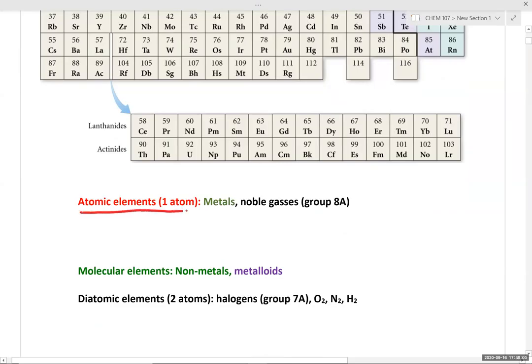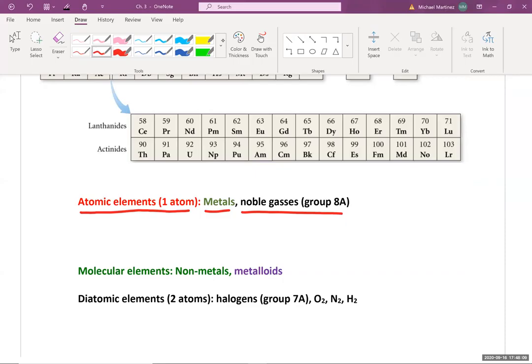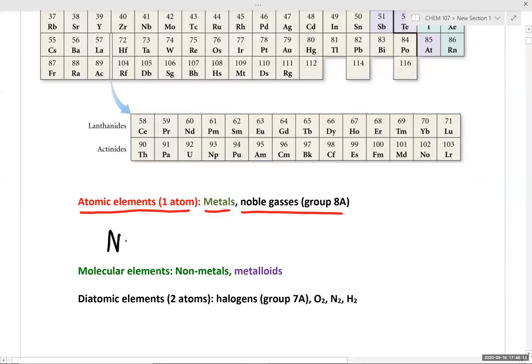So our atomic elements, as we discussed from chapter 1, are primarily metals and noble gases. Atomic elements have formulas with just a single atom. So for example, sodium, which is a metal, has a formula of Na solid, just one atom in the formula. Likewise, helium, which is a noble gas, also exists as an atomic species where we have one atom in the formula. Does this make sense to everyone? Does this look like review to everyone from our section where we talked about formulas?